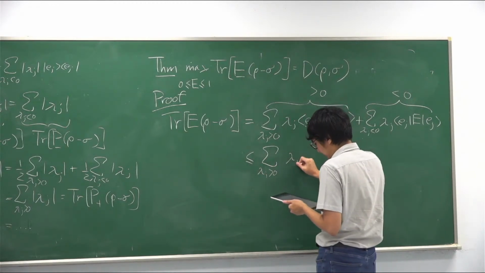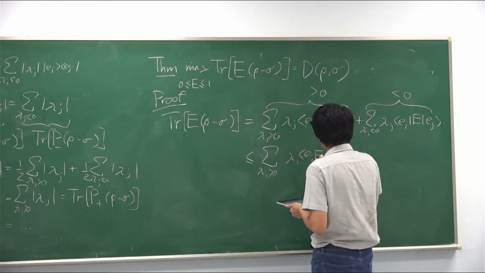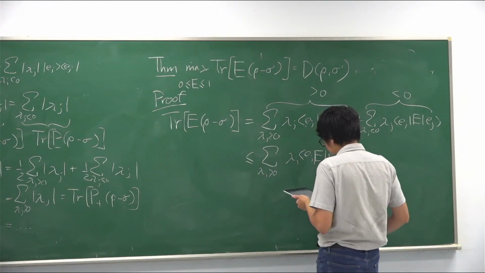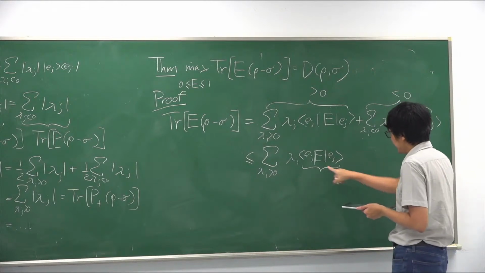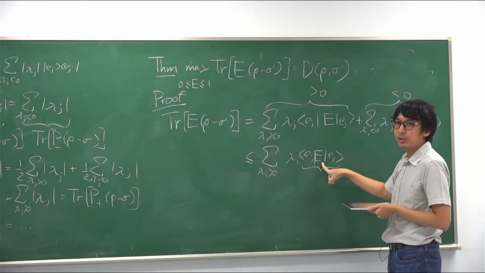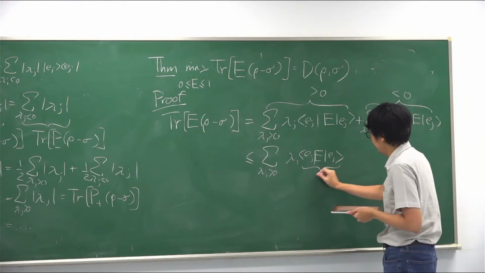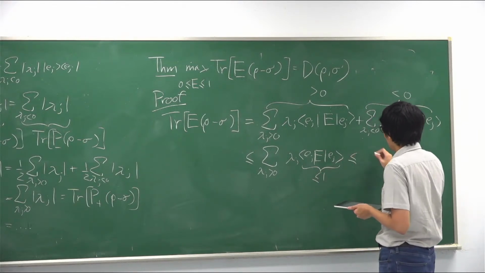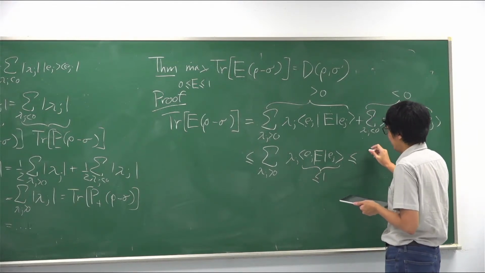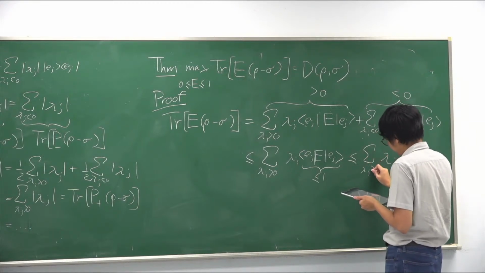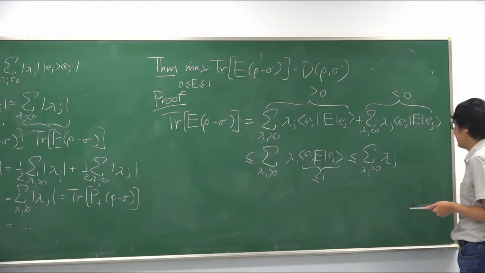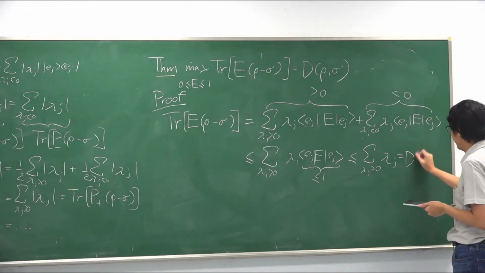So this is Ej, and this is a POVM element, so its eigenvalue cannot exceed 1. And so I have another, well, now this will just be the sum of the positive eigenvalues, which is just the trace distance.